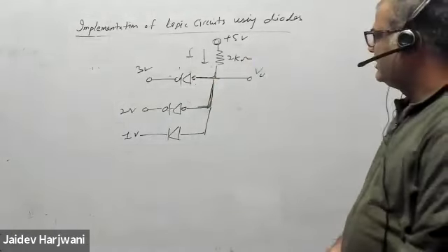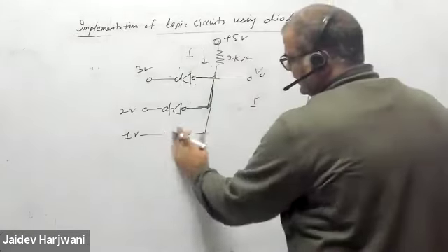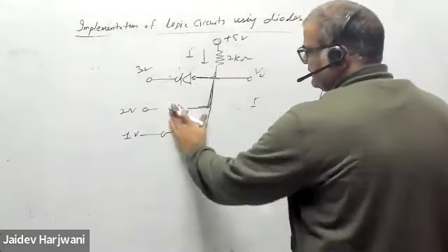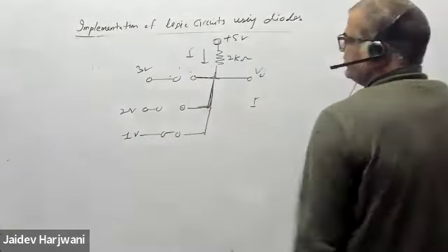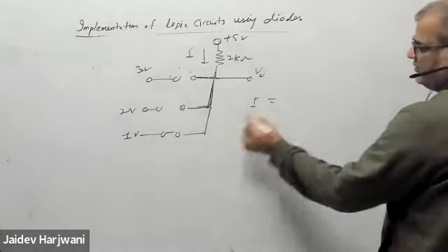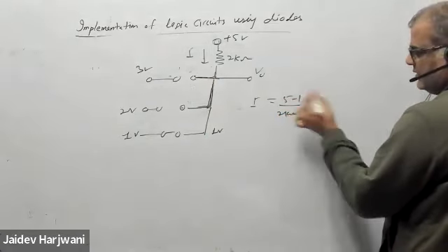So here again, if you find the current I, this will be conducting. This will be open, this will be open. So this is 1 volt. 5 minus 1 again, the same thing, 4 milliamps.